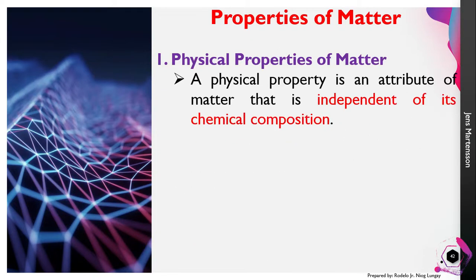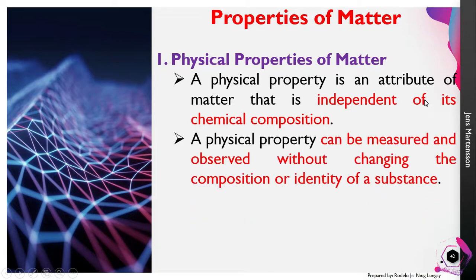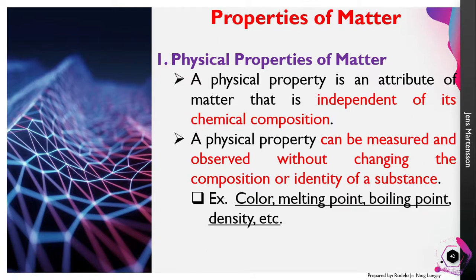Physical properties of matter is kini ang an attribute of matter that is independent of its chemical composition. Again, independent of its chemical composition. So a physical property can be measured and observed without changing the composition or identity of a substance. For example, color sa matter, melting point, boiling point sa matter, wala may change in the chemical composition sa matter ana. So that means si color, si melting point, si boiling point, they are physical properties of matter.